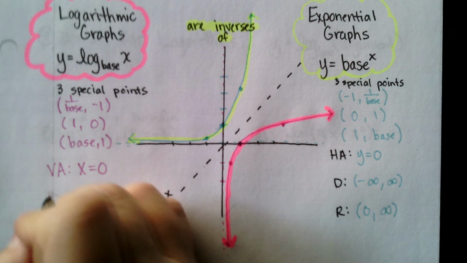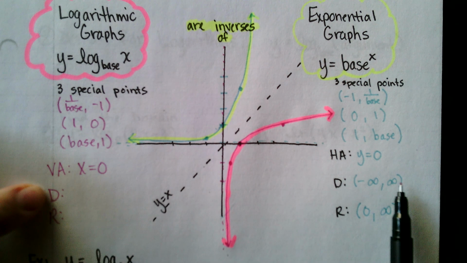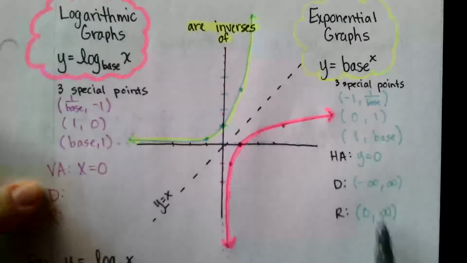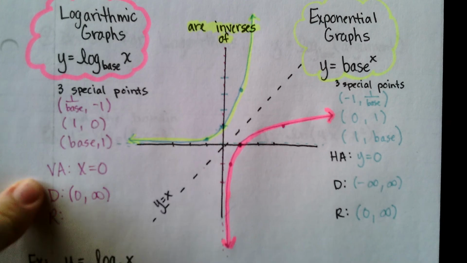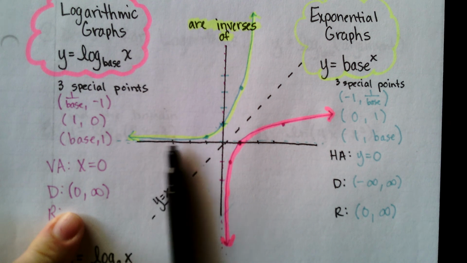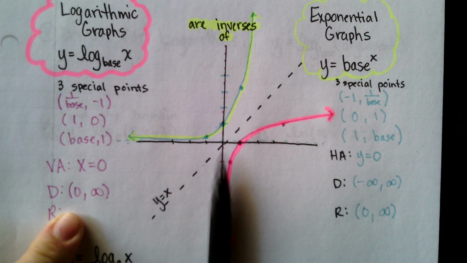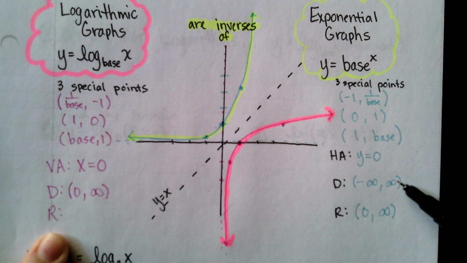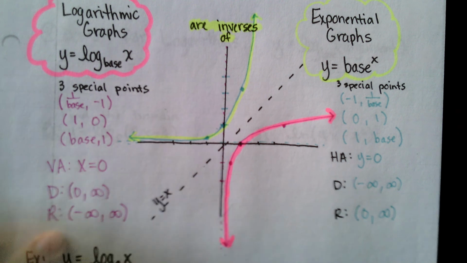Now, since the x's and the y's switch places, the domain and the range also switch places. So instead of my domain being -infinity to infinity, it's going to switch places with the range. The domain for logarithmic graphs will be 0 to infinity, not including 0, which you can see from the graph. If we go left to right, the x values don't start kicking in until after we're past 0, and then they keep going. The range for a logarithm will switch places with the domain for an exponential, so the range will be -infinity to infinity.